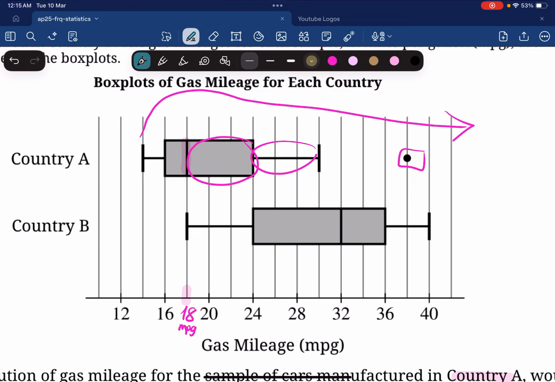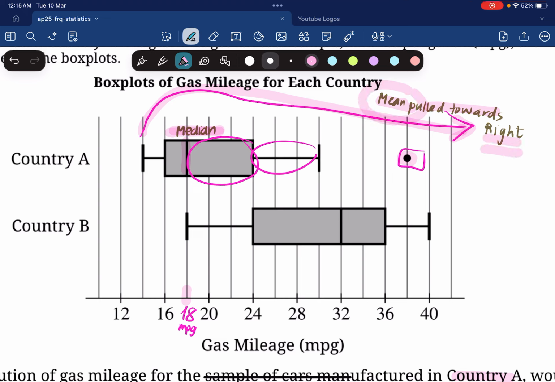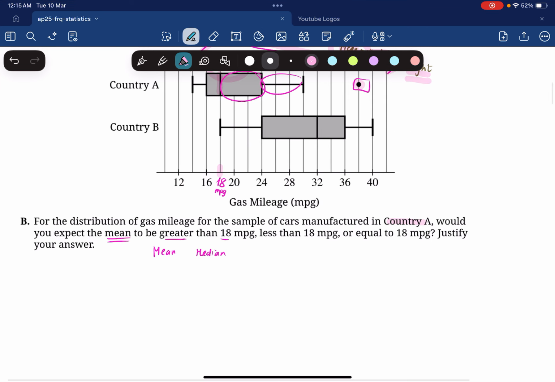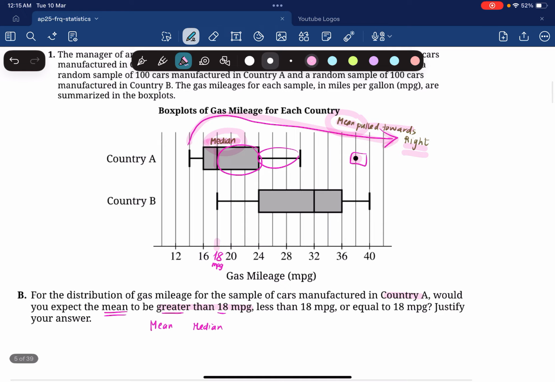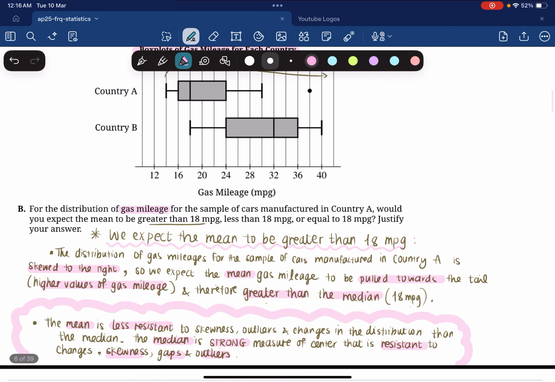And if it's skewed to the right, we said the mean is always pulled towards the tail. So it will be pulled towards the right side. Since the mean is pulled towards the right side, then it's going to be definitely greater than the median. Remember, we said the median is the strongest measure of center, and it's less likely to be affected by skewness and outliers than the mean. The mean would definitely be pulled towards this outlier, pulled towards the tail, which is the right in this case, and so therefore we expect the mean to be greater than the median. We expect the mean to be greater than 18 miles per gallon.